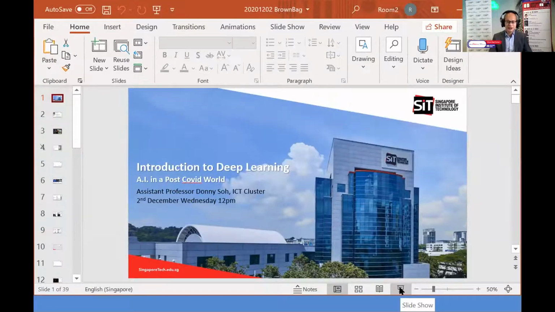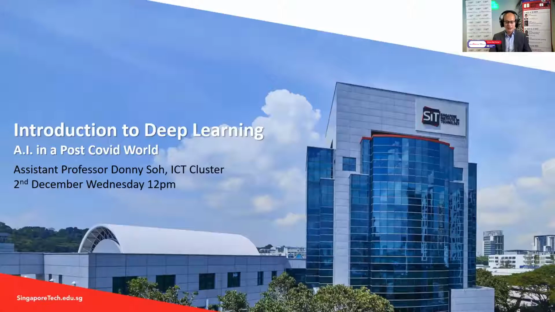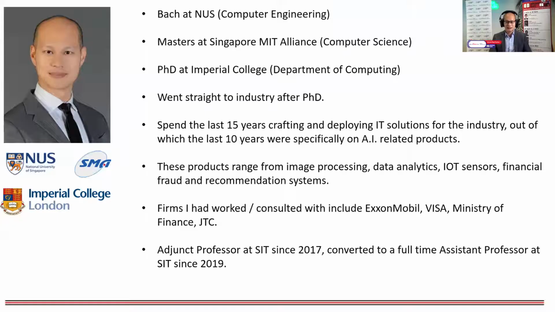I graduated from NUS back in about 10 over years back. And then thereafter, I went to do a master's in the Singapore-MIT Alliance, followed by a PhD at Imperial College. After my PhD, I went straight into industry at A-Star. I've worked for about 15 over years deploying and implementing IT solutions. The last 10 years were especially on AI-based solutions. Some of the companies I have worked with, or rather have had projects with, include ExxonMobil, Visa, MOF, JTC.